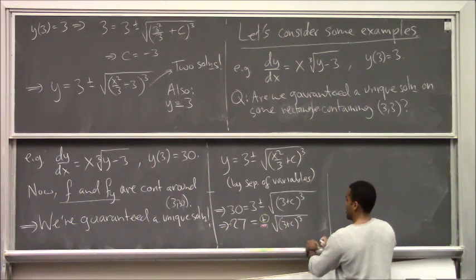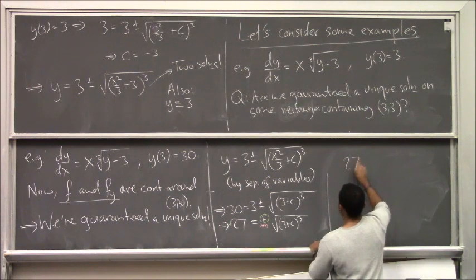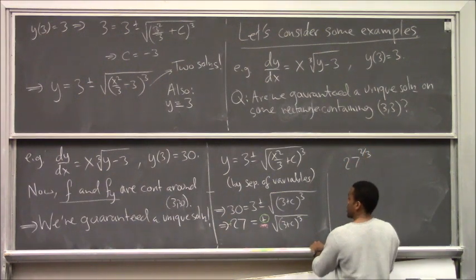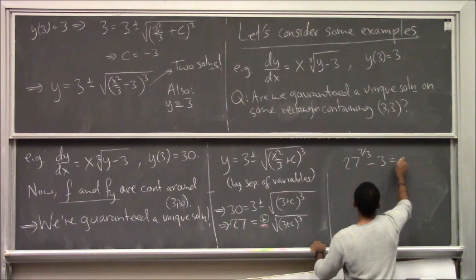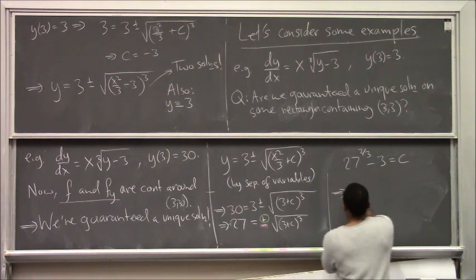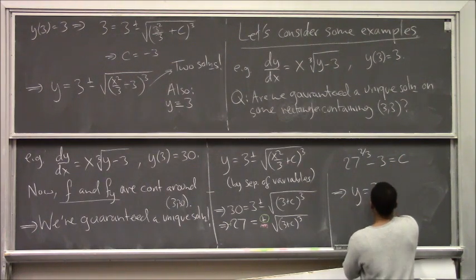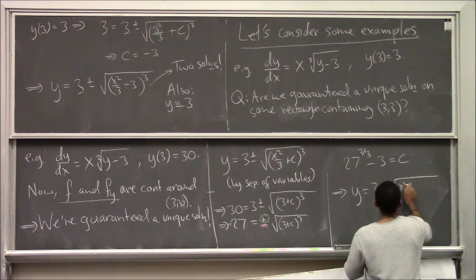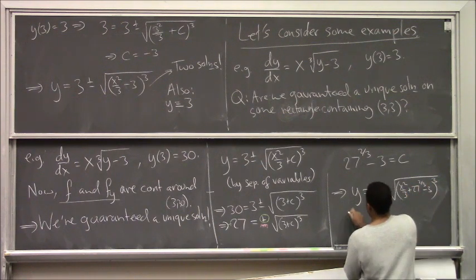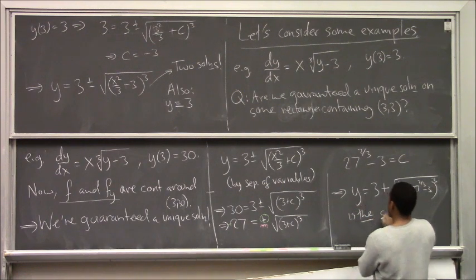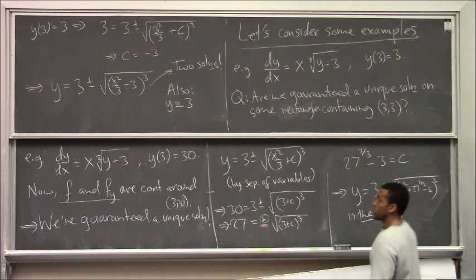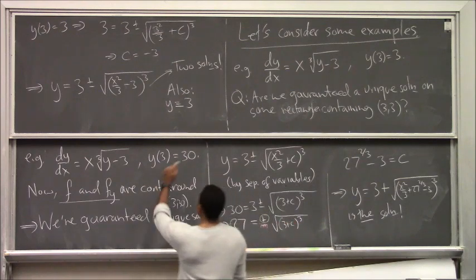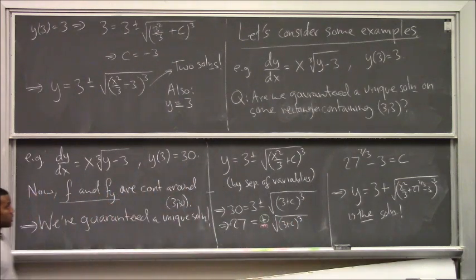And now what we're going to have is 27 to the 2/3 minus 3 is equal to c. And we're going to have y equals 3 plus the radical of x squared over 3 plus 27 to the 2/3 minus 3 cubed is the solution. You can also check: does a constant function y equals 30 solve this equation? The answer is no.